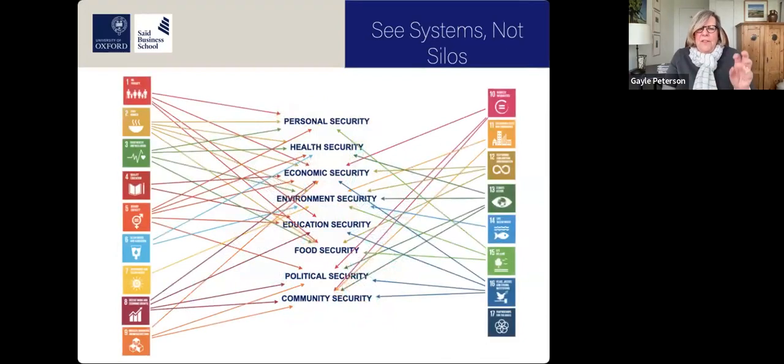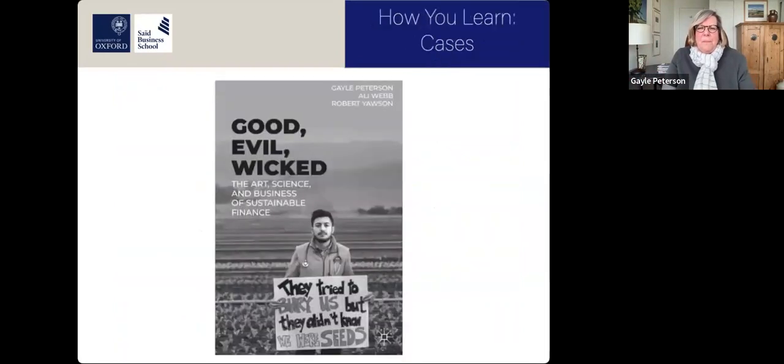And again, that human security frame connected to the SDGs is really, really exciting and really important. But we see the system, not the silo. And that's what we bring to the table for social finance. Next slide, please. Next slide.